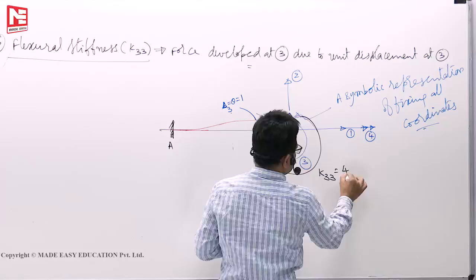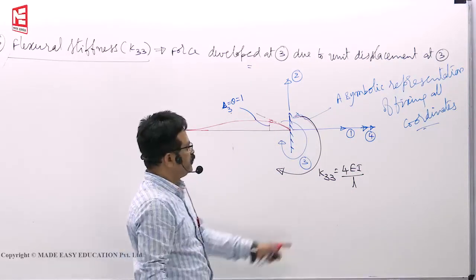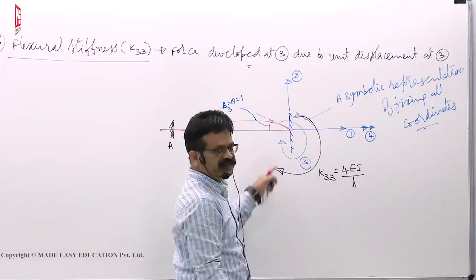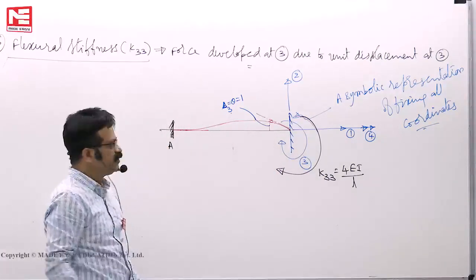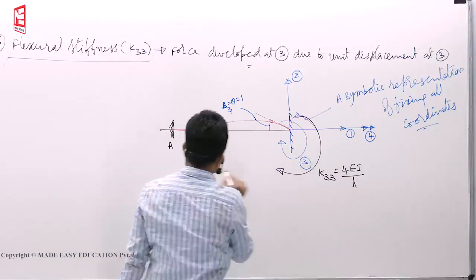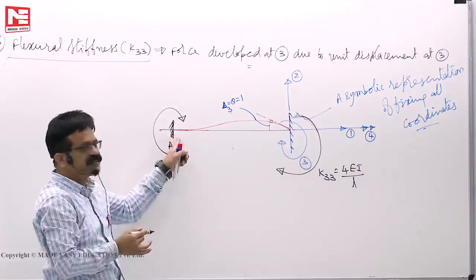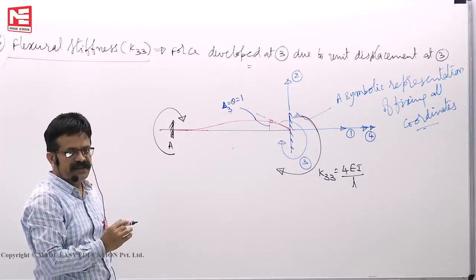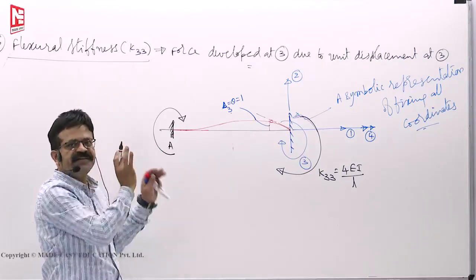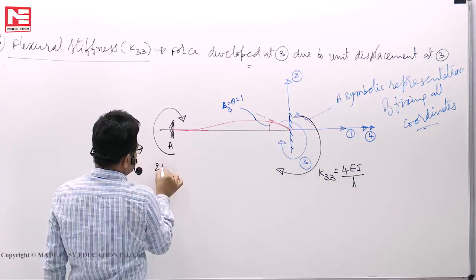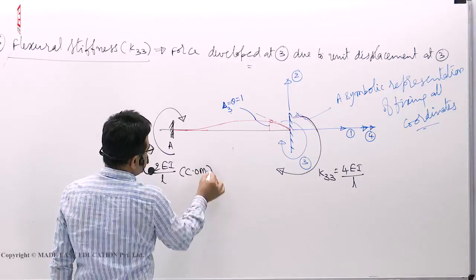K33 is 4EI by L when far end is fixed. 4EI by L into theta is the moment. If theta becomes 1, 4EI by L. If this is 4EI by L, how much is carried over? We know how much is developed here. Then it has no number also, because fixed support, there are no coordinates. When there are no coordinates, we don't have to give any number to them. We are not interested at all. But we know that how much moment is developed here, 2EI by L. What is this called? Carryover moment.